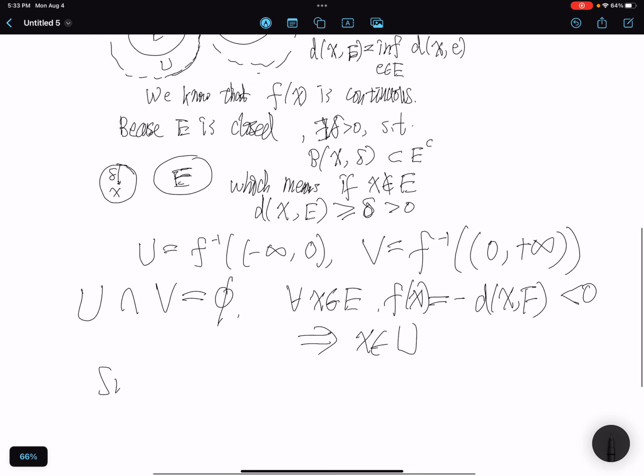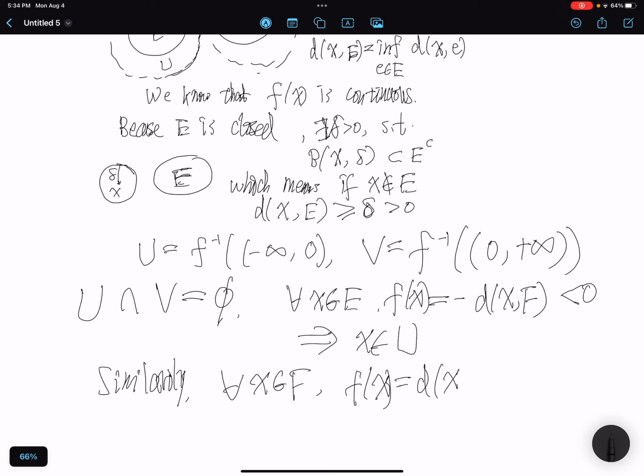And similarly, for all x in F, f of x is the distance from x to E. Because E and F are disjoint, x in F means x is not in E. So this one is greater than 0. And this implies x is in V.